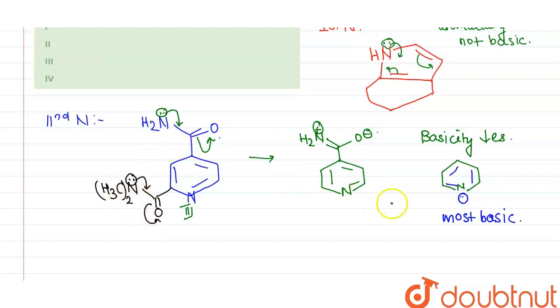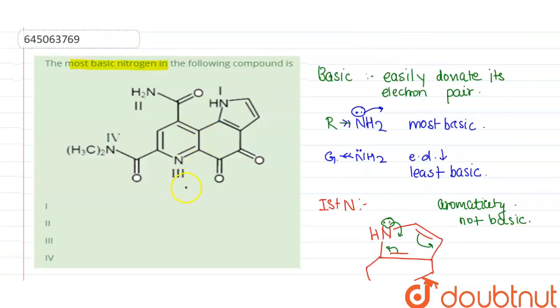So the answer here is the third one. We have seen in this compound that the third one is most basic, as this ring is somewhat of a pyridine ring and the nitrogen atom is not involved in the aromaticity here. So this is the most basic.